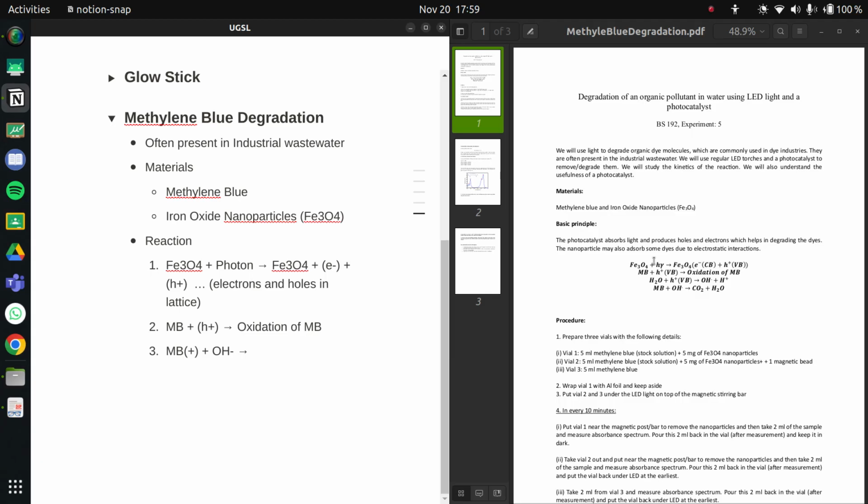It's not OH. The OH is very unstable. You're not gonna have that. So it's CO2 plus H2O. Is it OH or what? No, it's something. Okay, it's not methylene blue plus. It's rather OH dot. So it's a free radical.